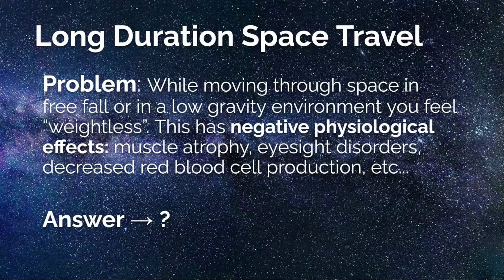And the problem with that is when you're in a weightless or a seemingly weightless environment, this has negative physiological effects on the human body. And we know this because of astronauts staying in the space station for a long time. They get muscle atrophy, they've got eyesight disorders, it can lead to decreased red blood cell production and other things. The question is, what can we do to try to minimize these negative effects on the human body if astronauts are going to travel in space for a long time or be up in space in orbit, essentially in circular free fall for a long time?